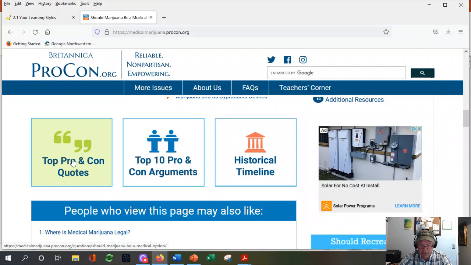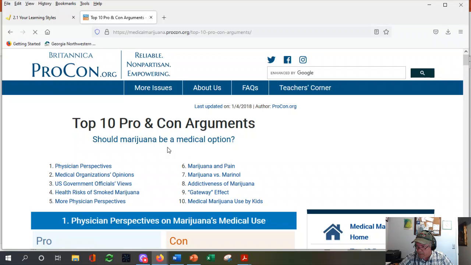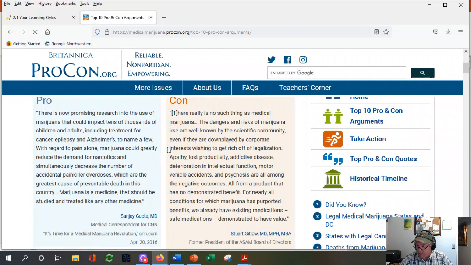You've got quotes that you might be able to use in a paper, right? Give credit to who quoted it. But here, top 10 pro and con. This kind of distills down what the biggest issues are with the legalization of medical marijuana, right? Historical timeline. Super useful when it comes to either just informing yourself or writing a paper about it. So let's just look at the top 10 pro and con and see how it breaks it down, pro, con, in two different format, two different sides.